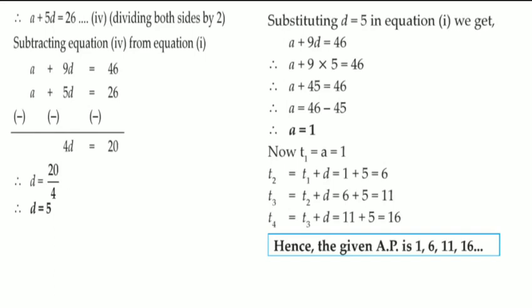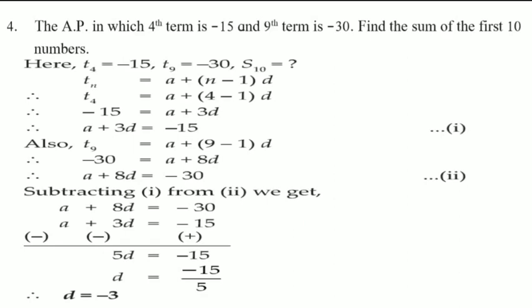Question number 4. The AP in which fourth term is minus 15 and ninth term is minus 30. Find the sum of the first 10 numbers. So here also we should understand what is given to us and what we need to find. So in this case, fourth term is minus 15. That means T4 is equal to minus 15. And ninth term is minus 30. Means T9 is equal to minus 30. And what we have to find is S10 is equal to question mark.